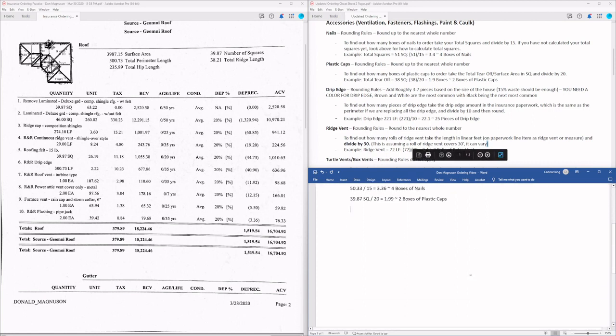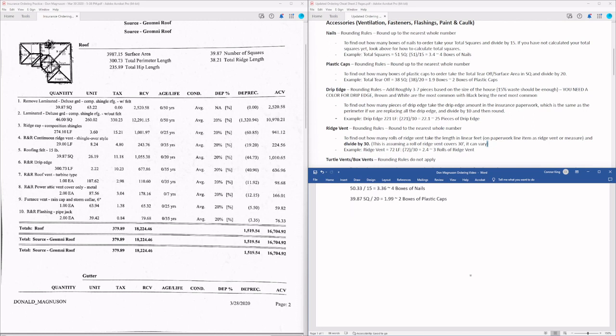After that, we're going to look at the drip edge. So to find out how many pieces of drip edge, take the drip edge amount if it's on the insurance paperwork, which should be the same as the perimeter if we're replacing all of the drip edge, and divide by 10 and then round. So with drip edge, a couple things to consider.